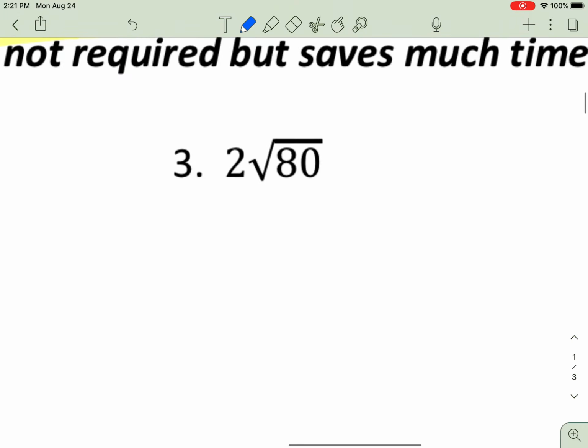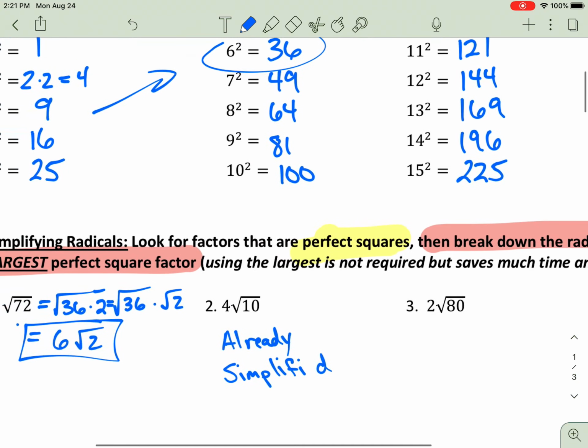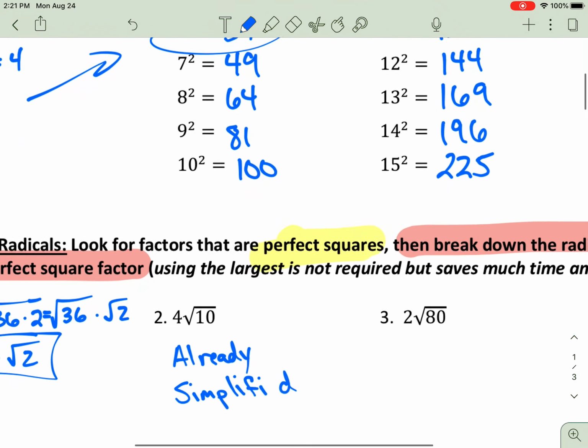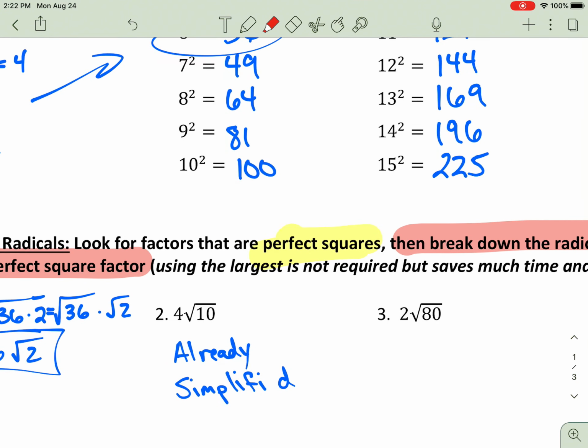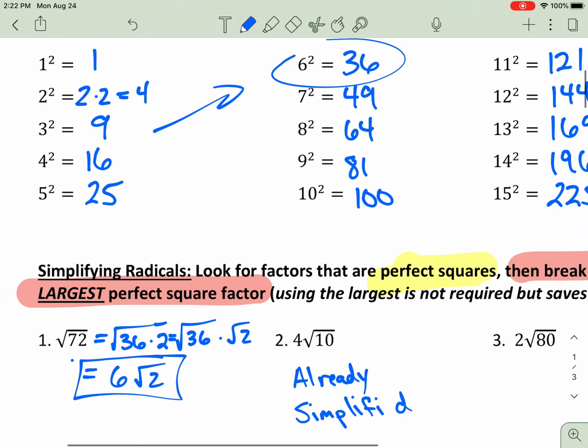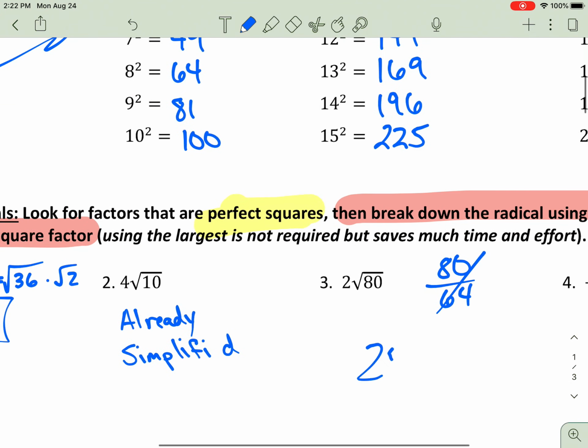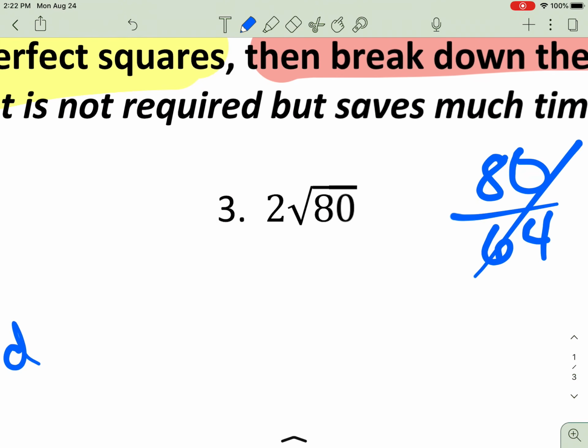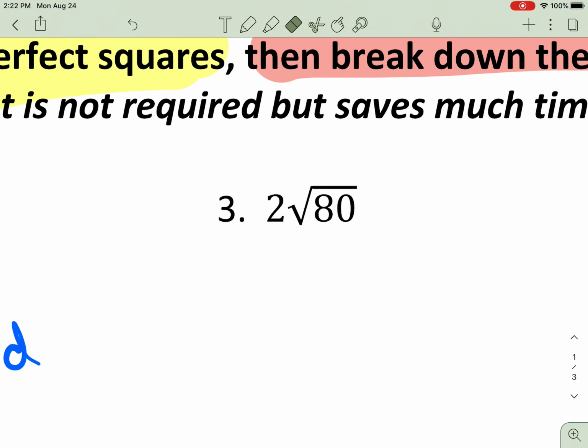Okay, number 3, 2 and the square root of 80. Using your calculator, you could go up through. So the highest one prior to 80 would be 64. 80 divided by 64 is not an even number, so that's not going to be it. 49 also doesn't work. 36 also doesn't work. 25 doesn't work because 25 times 3 is 75, so that's not even. But 16 does go into it 5 times.